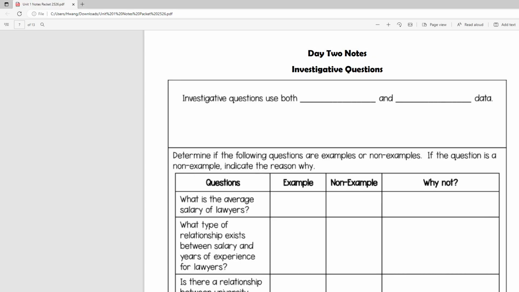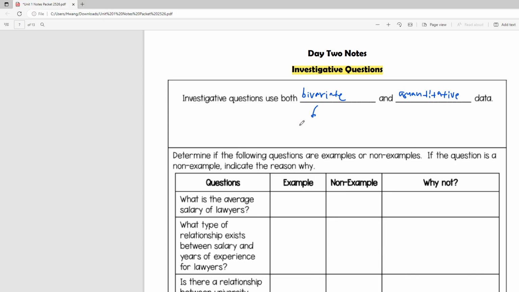Welcome to our day two notes for Algebra 1. In day two, we'll be talking about how to identify investigative questions and the two big conditions that define investigative questions. An investigative question uses both bivariate and quantitative data.